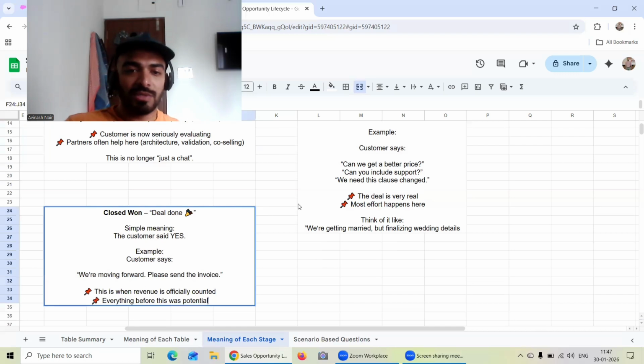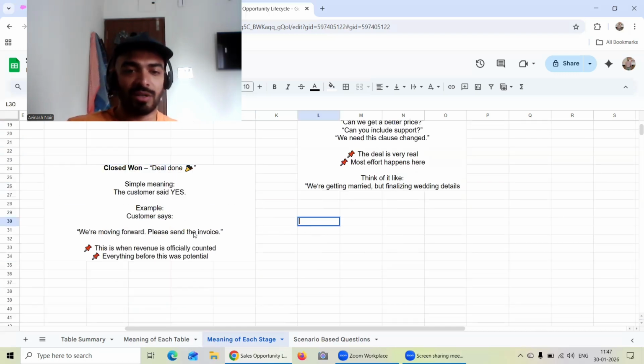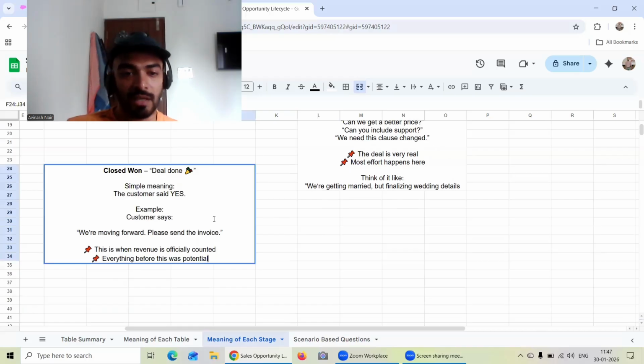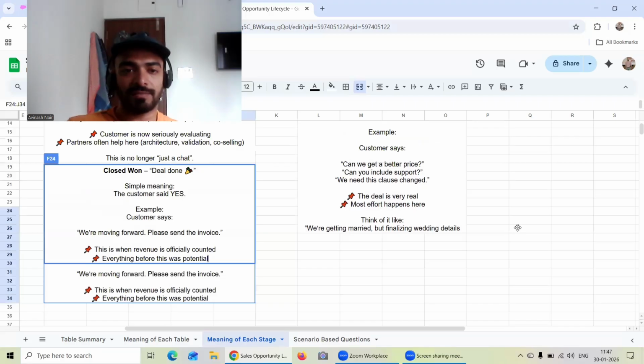Then, of course, closed won means deal won, simply meaning the customer said, yes, we are moving forward, please send the invoice. They want the invoice, and this is when revenue is officially counted. Everything before this was potential. So, the qualification, all these stages which I had, right?